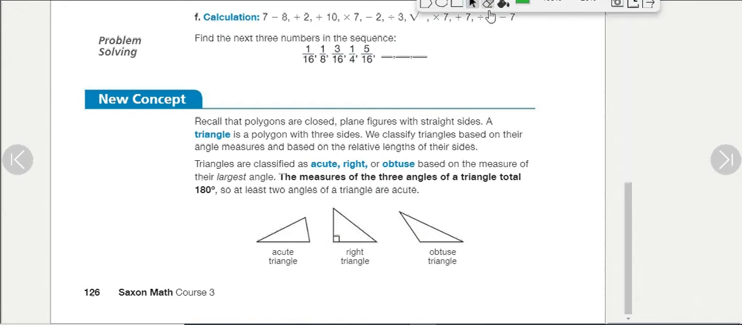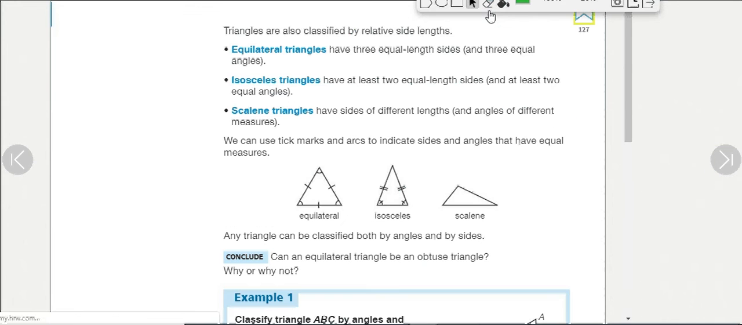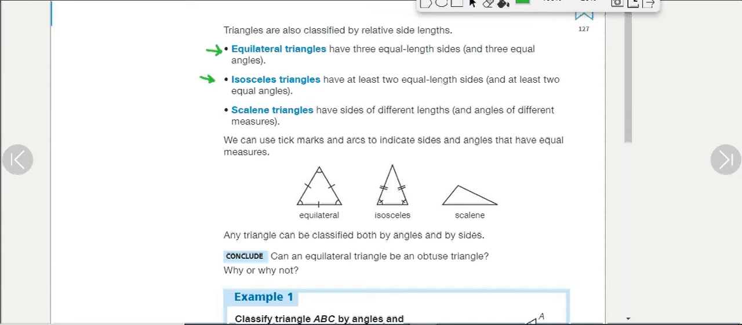How about side length? Three new ways to talk about triangles are equilateral, isosceles, or scalene. This is when we're classifying by side lengths. Got it? So you could have an equilateral triangle that you could also call an acute triangle. It's the same type of triangle, right? Because look, the biggest angles are always 60 degrees on these guys.